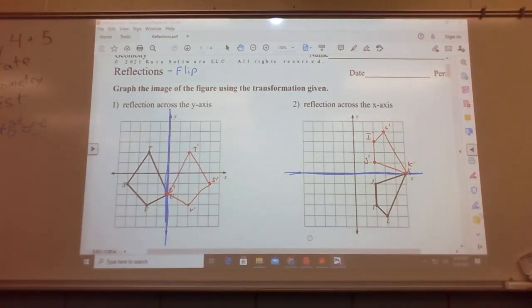So the first 2 was just over axis. Probably the easiest of the 2. Are we okay on the first 2? Does anybody need more time on the first 2? Okay. Ready now? Next 2.